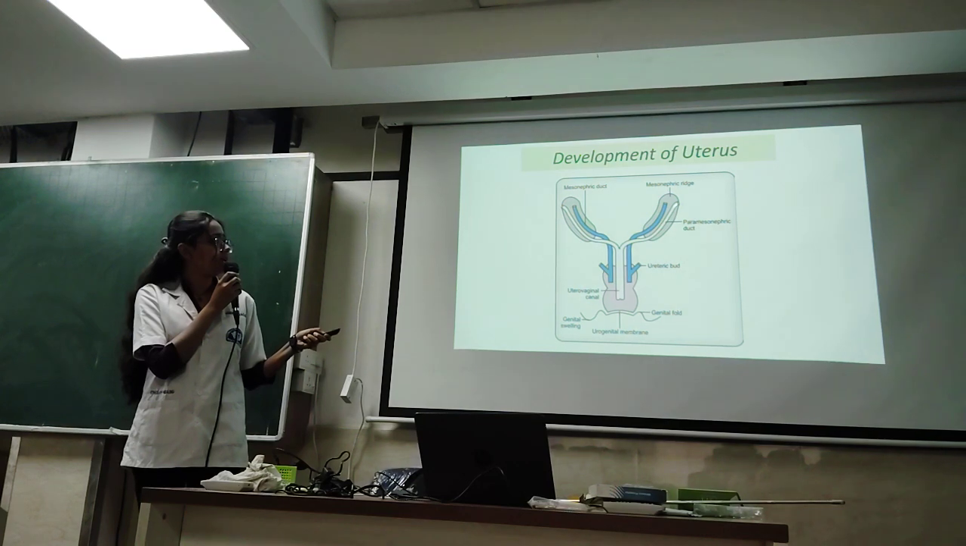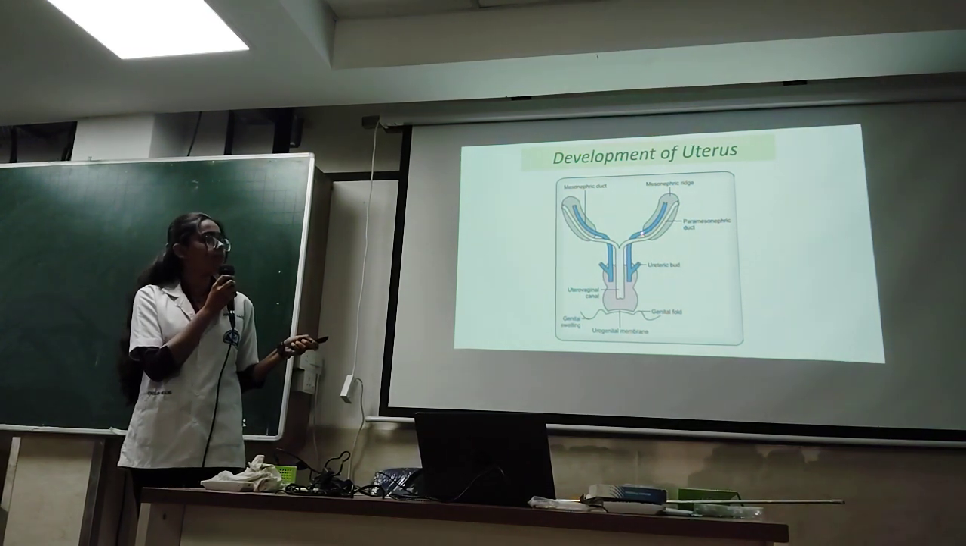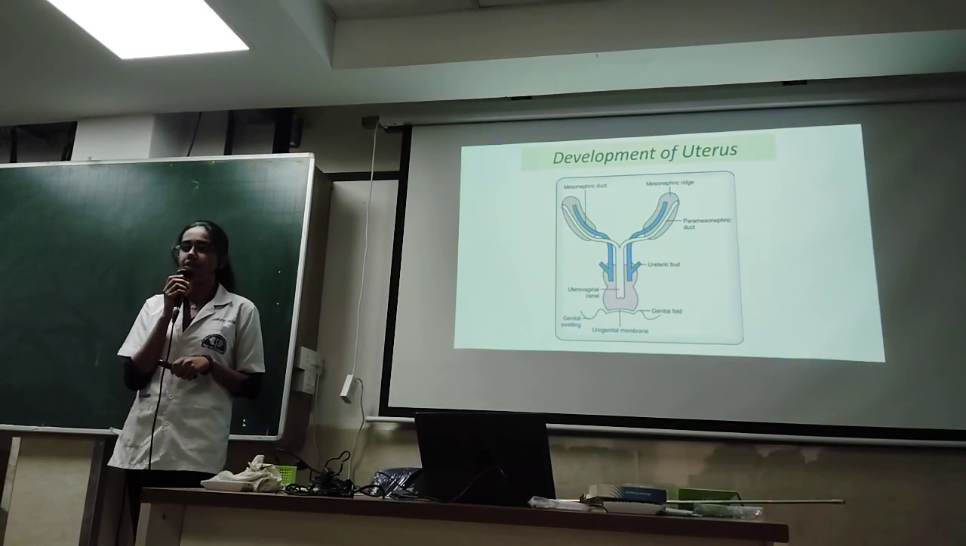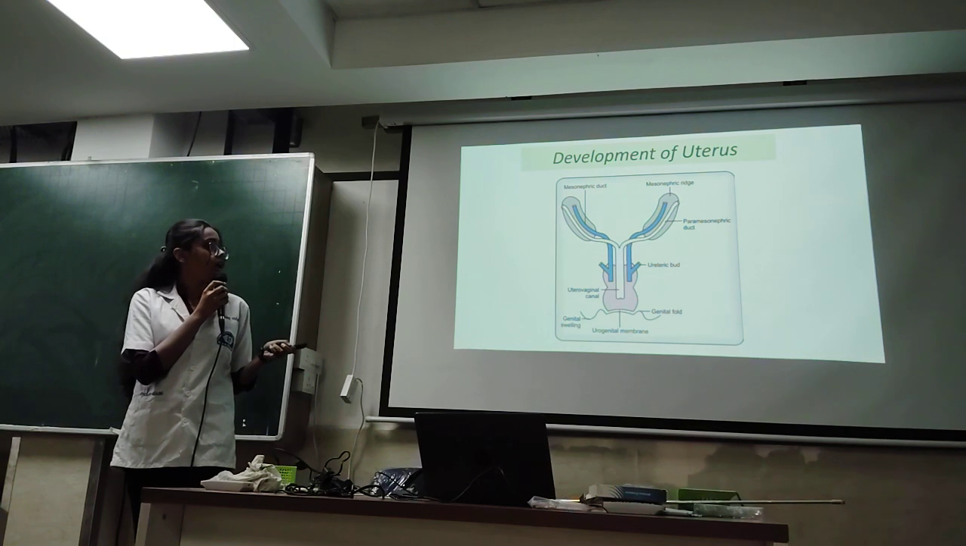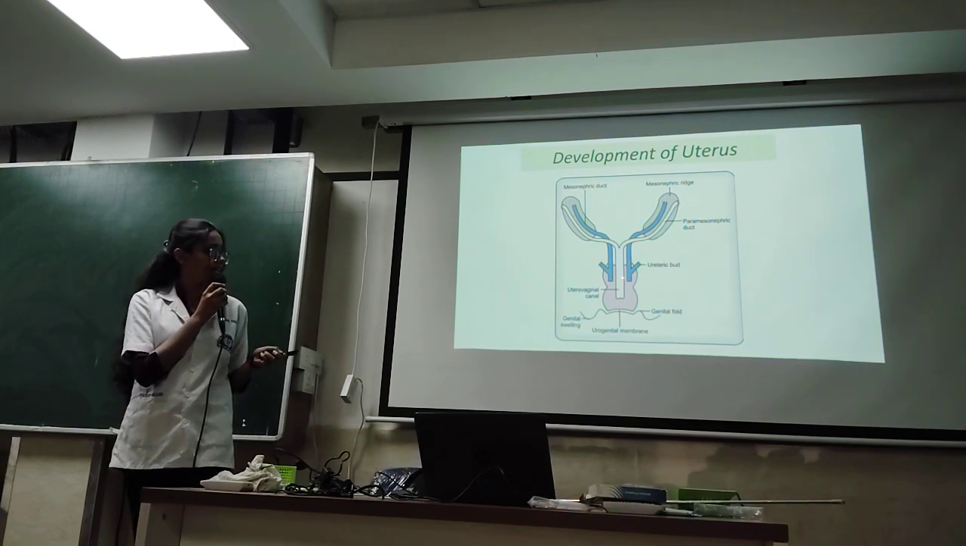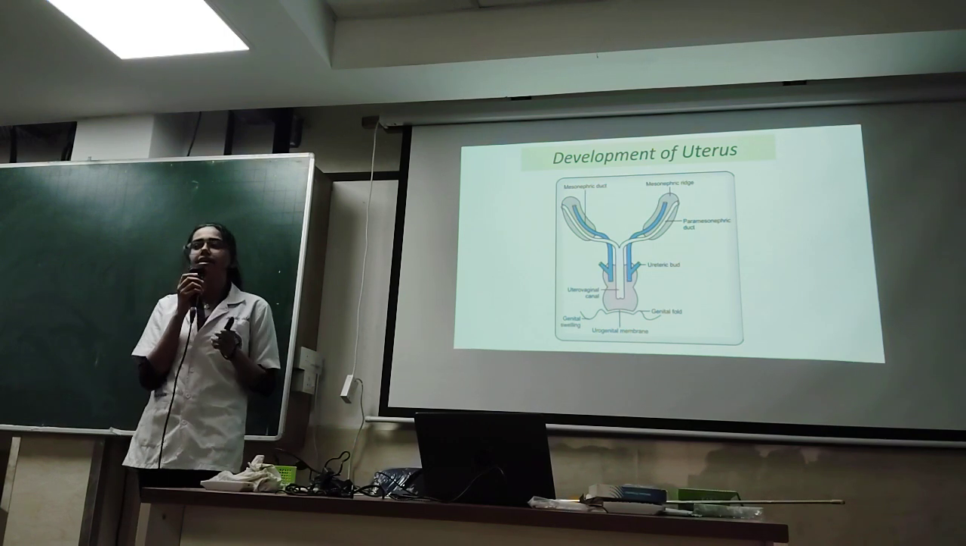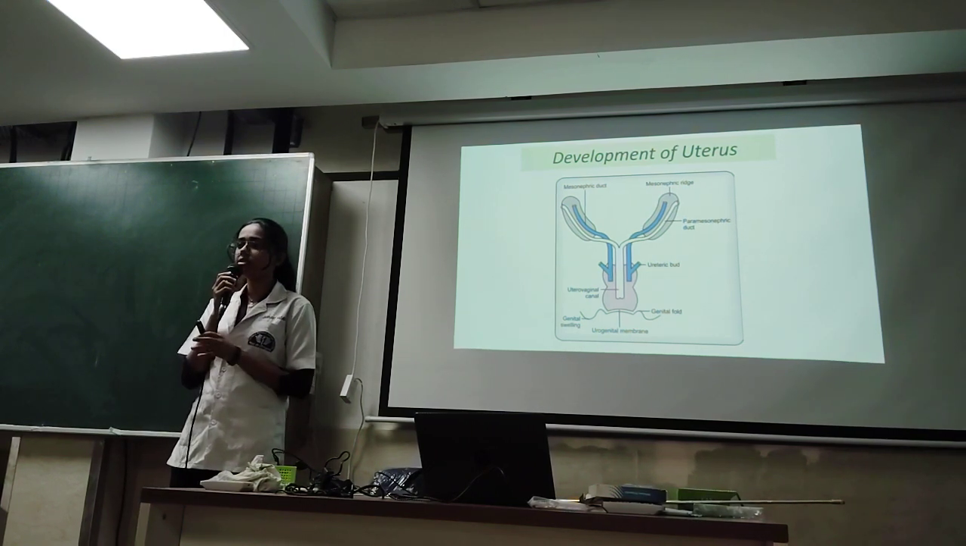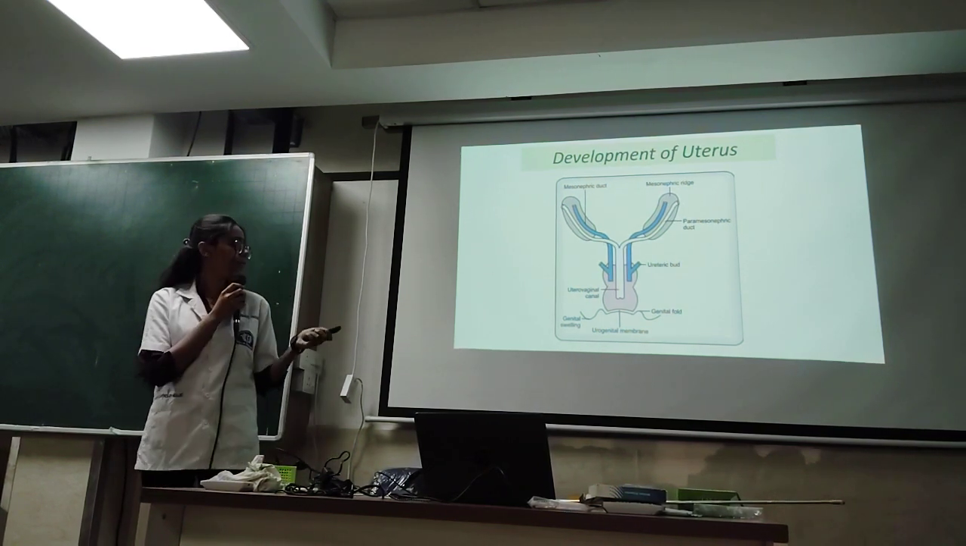So these are the paramesonephric ducts, which are formed in the 6th week of intrauterine life from the coelomic epithelium, which then moves caudally and medially to form the uterovaginal canal. This canal is initially solid and undergoes canalization to become a hollow structure. And finally, there is septal resorption between the 2 ducts to form a single lumen.